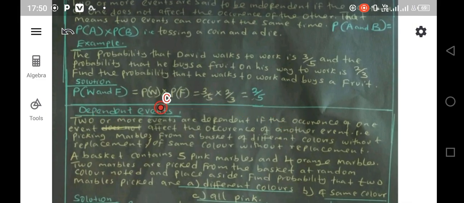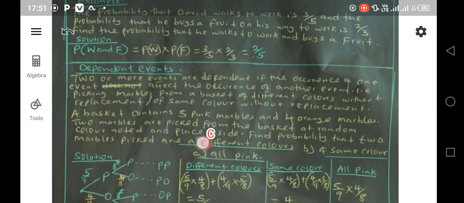Dependent events. Now, we say two or more events are dependent if the occurrence of one event affects the occurrence of another event, i.e., picking marbles from a basket of different colors without replacement. For example, a basket contains 5 pink marbles and 4 orange marbles. 2 marbles are picked from the basket at random, color noted, and placed aside. Find the probability that the 2 marbles picked are as follows.